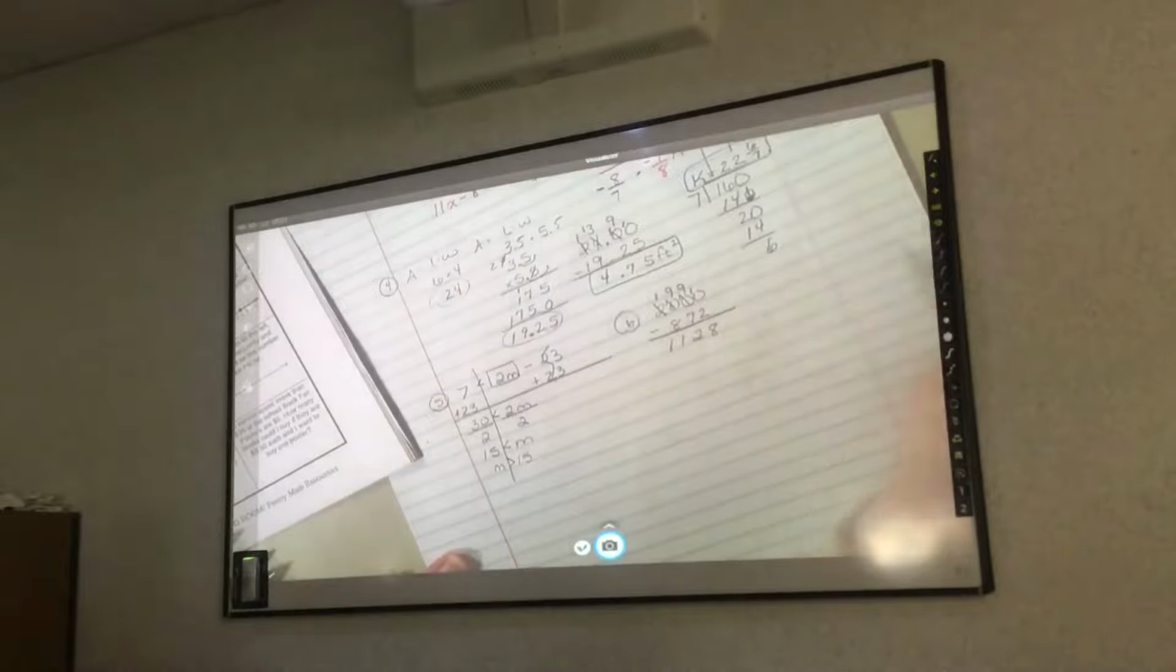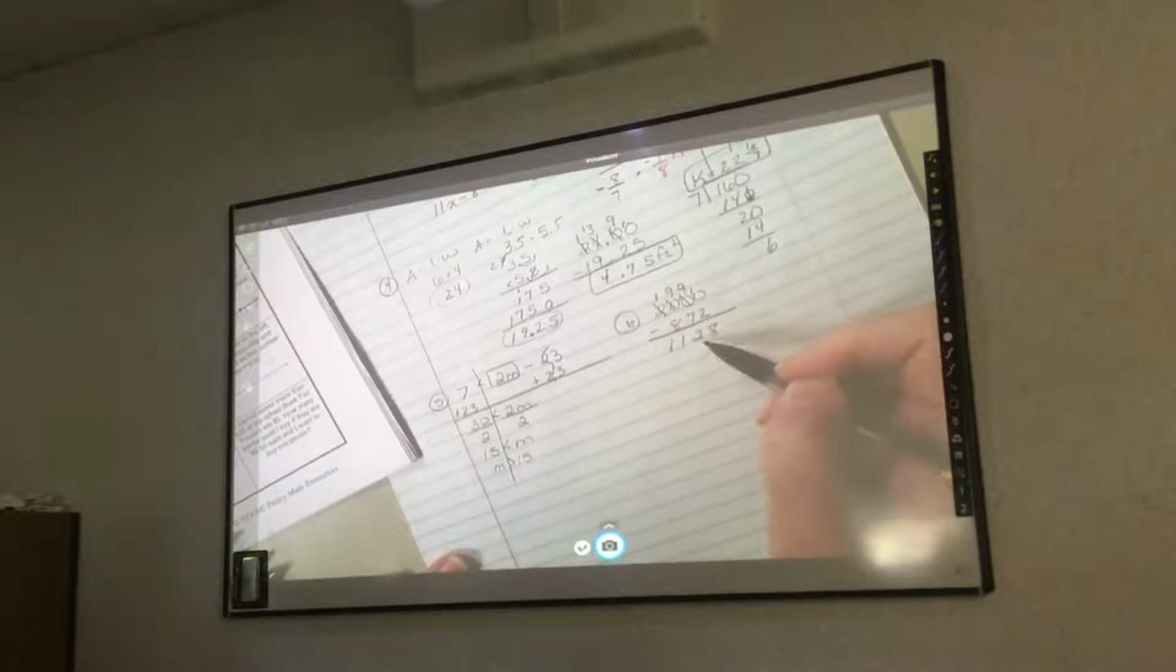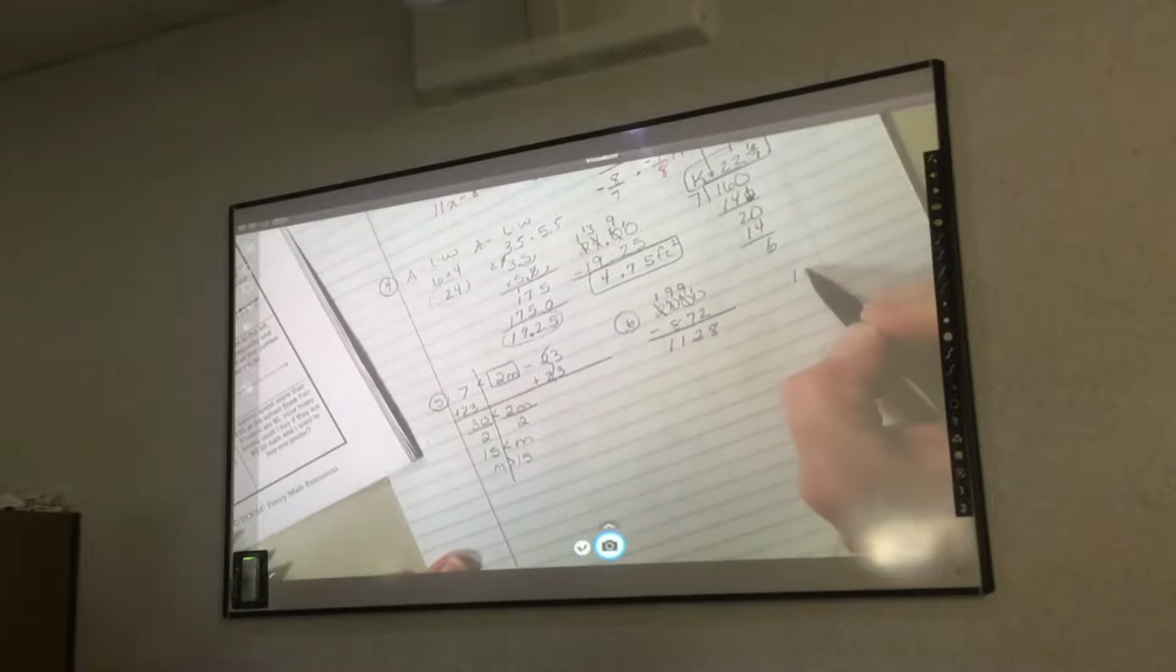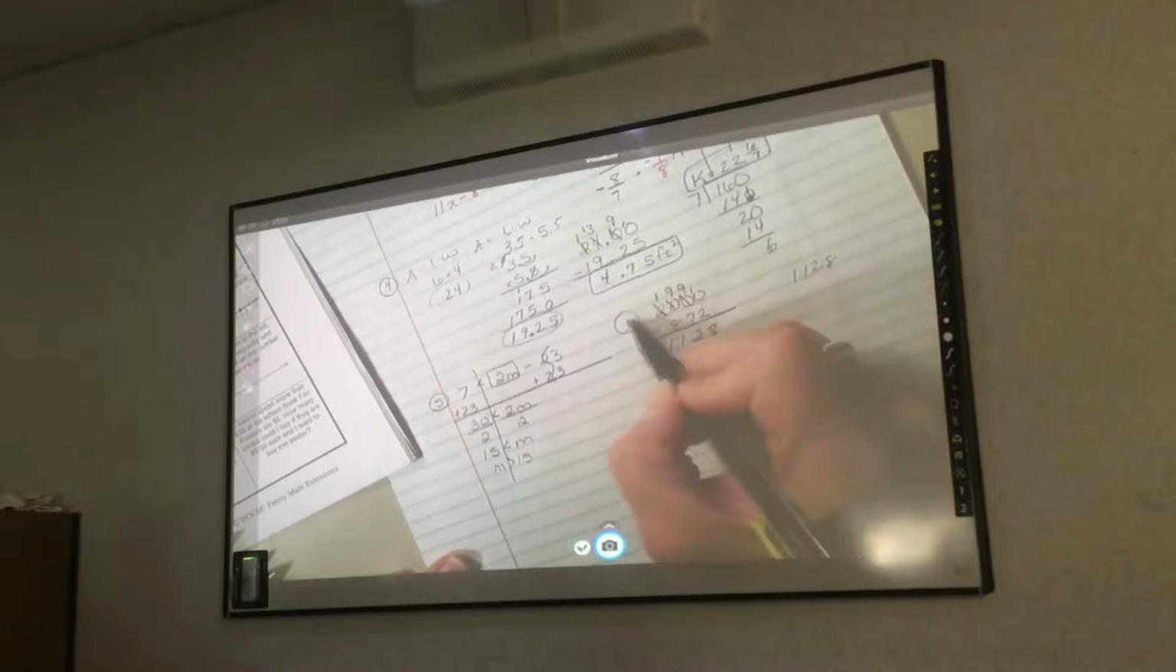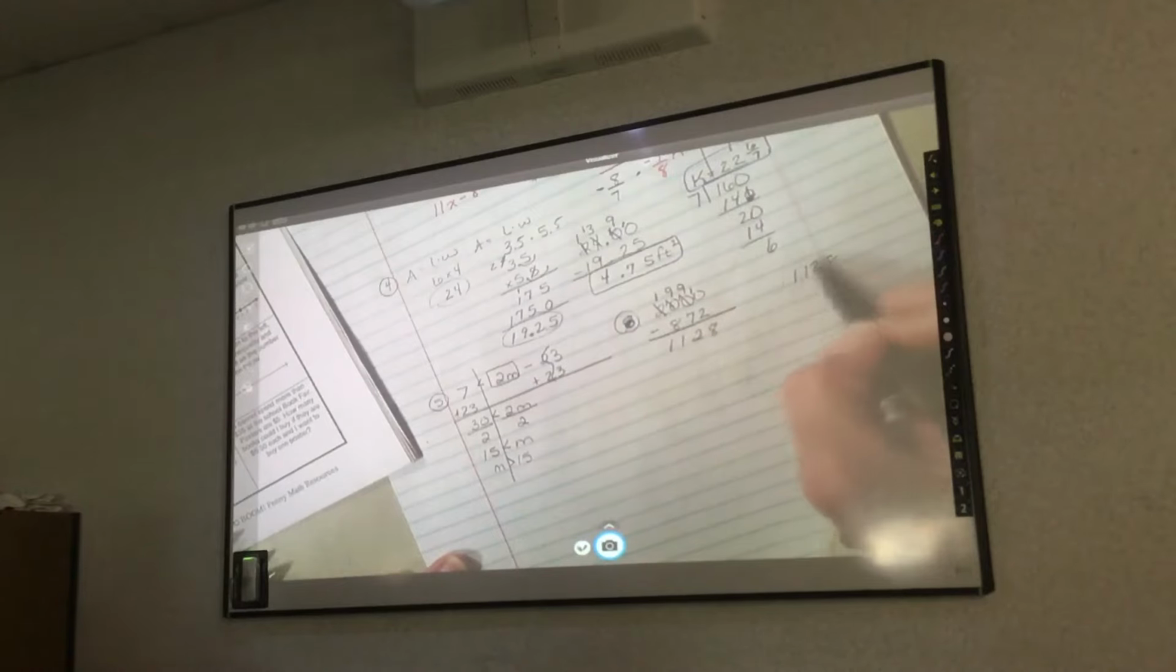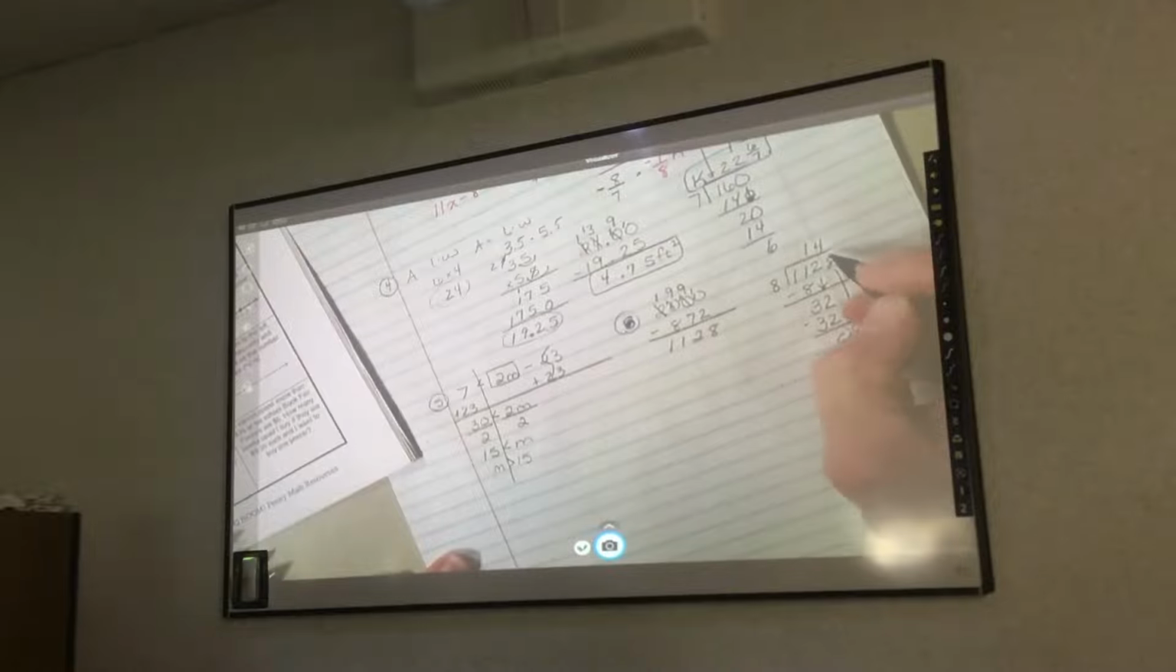So now I need to sell 1,128, but in how many days? So I take the 1,128, I should show you this number 8, divided by my 8 days. 8 goes into 11 once. 11 minus 8 is 3. Okay, bring down the 2. 8 goes into 32 4 times, which is 32. 0 left. And 8 goes into 8.